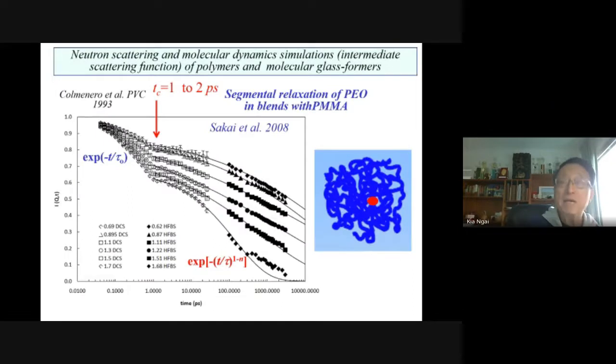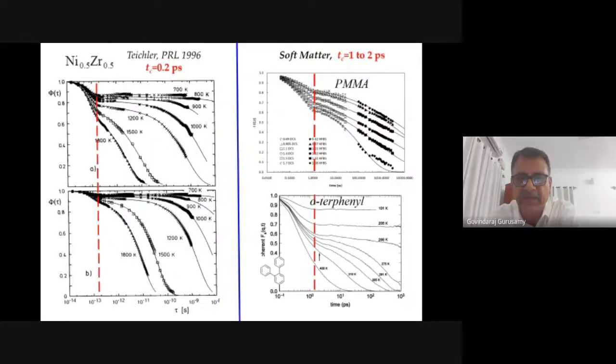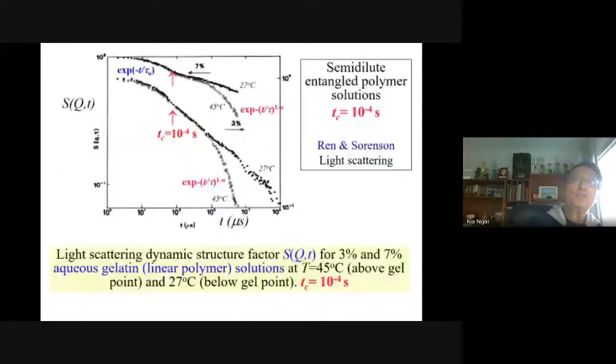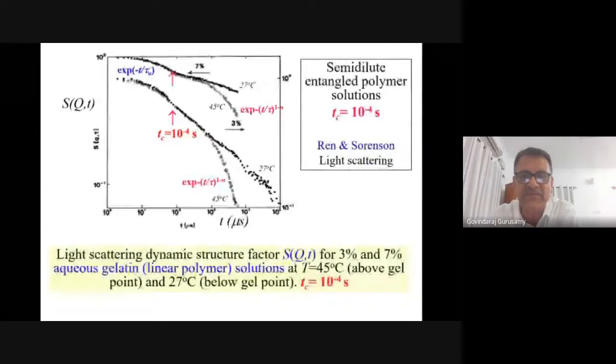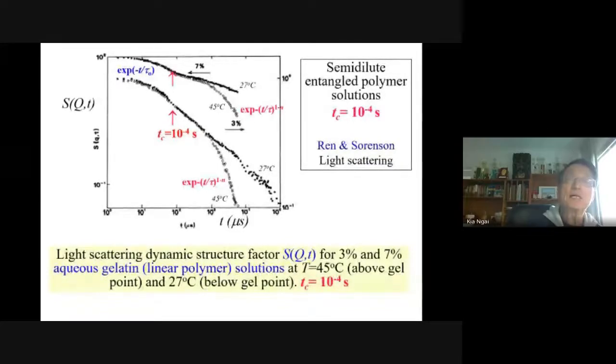I think I already passed it. Yeah, you just passed it already. Yes, you can see it. This is 10 to the minus 4 seconds. Okay, so it's the weaker.